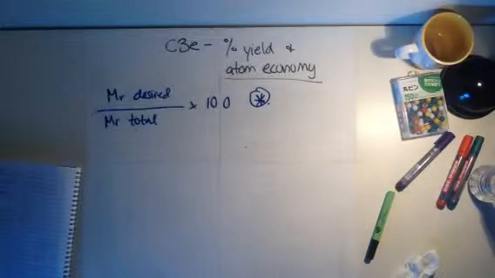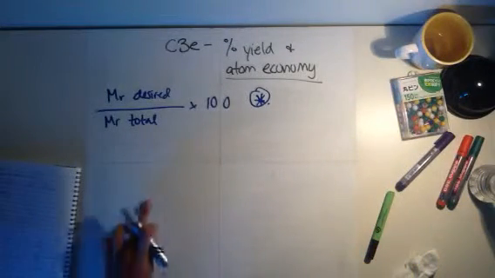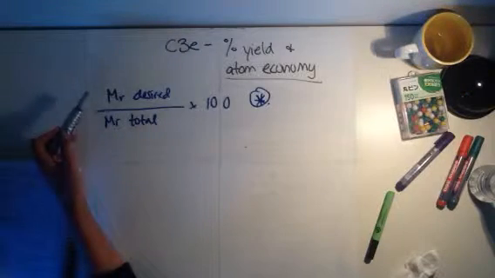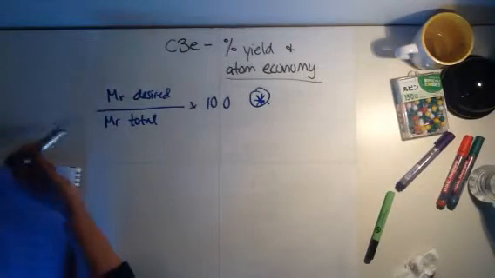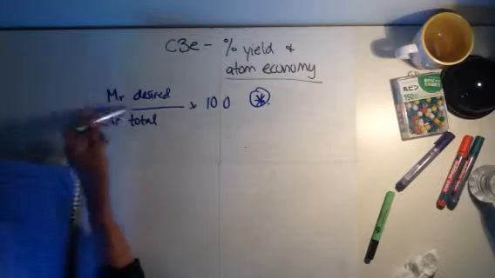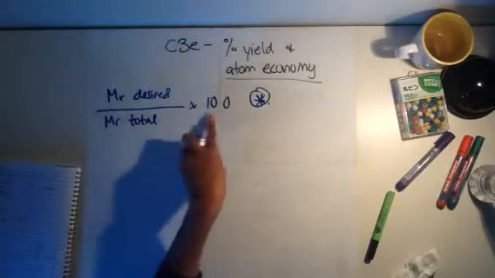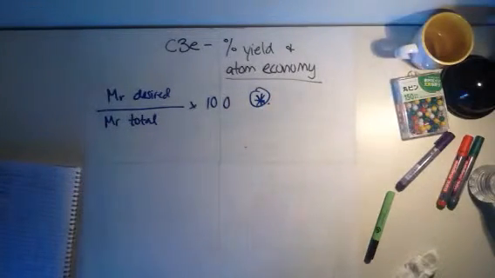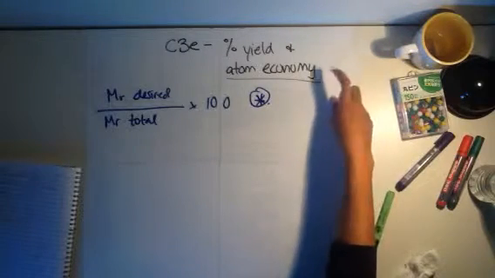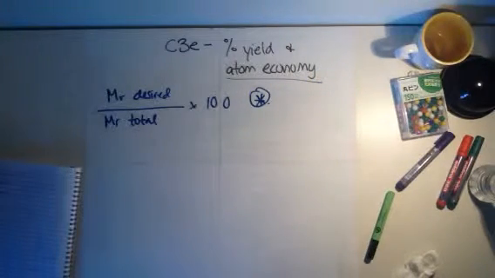Alright, just doing a second and final example for atom economy. Remember, the formula here is the relative formula mass of your desired product divided by the relative formula mass of all your products times it by 100. Again, this is one of the other ones that you need to memorize. So C3e, percentage yield and atom economy, you need to memorize those formulas.